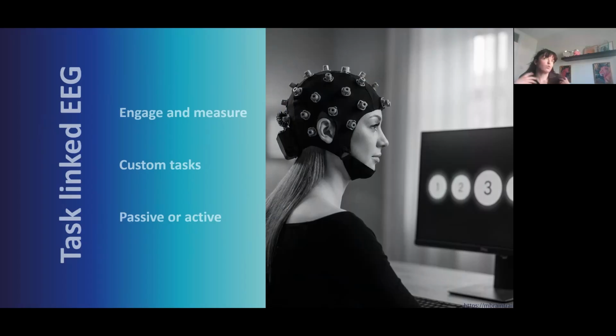So on top of resting EEG or ongoing EEG, if you're interested in very specific networks or cognitive functions or brain areas, you can look at task-linked EEG. I think of this as an engage and measure type of protocol. By having somebody do a task while you record the EEG, you are challenging their cortex to activate certain networks required to produce different brain functions. And what we can do with the EEG is then measure how well those brain networks are working and how that relates to somebody's ability to do the task.